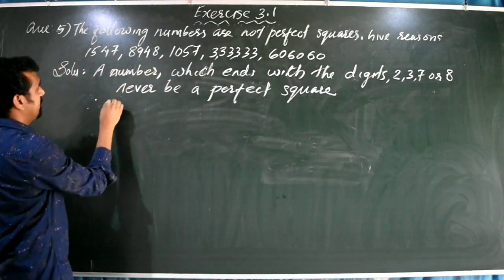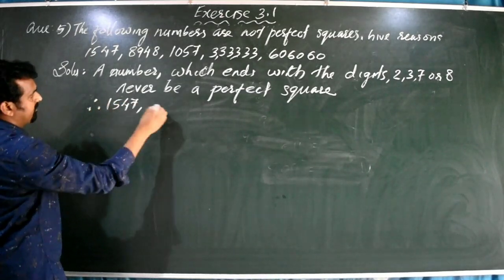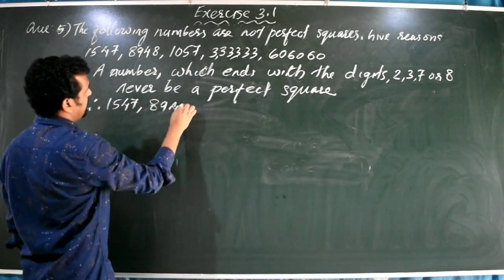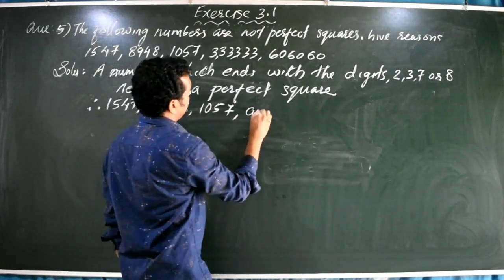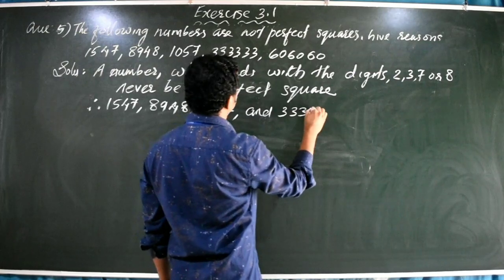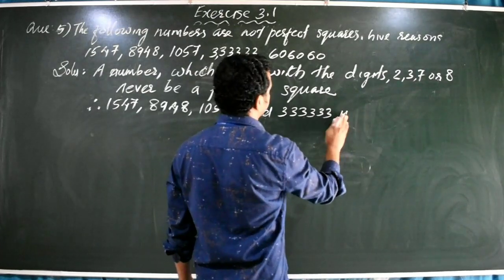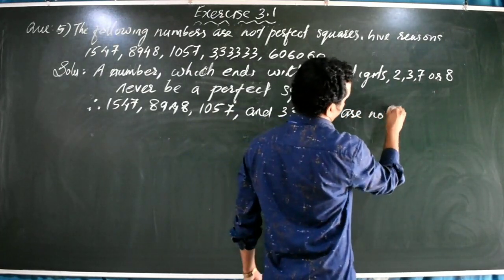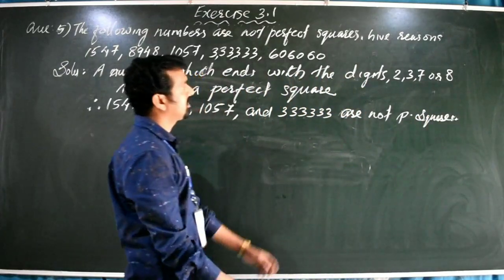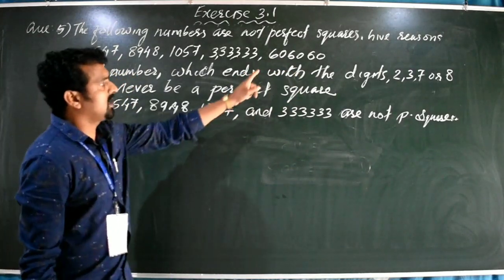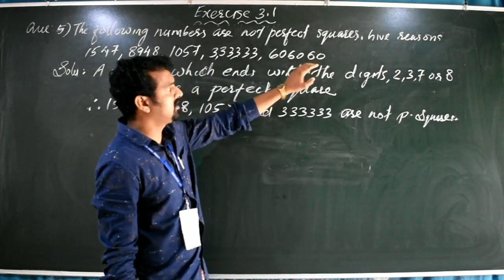Therefore 1547, 8948, 1057 and 3,33,333 are not perfect squares. Now the last one, 6,60,060. It is also not a perfect square.